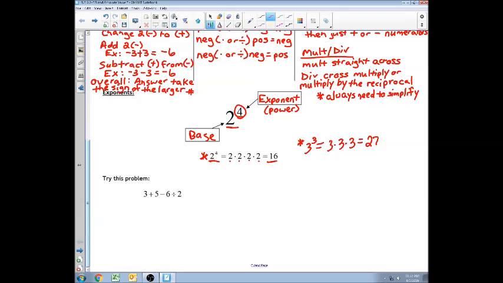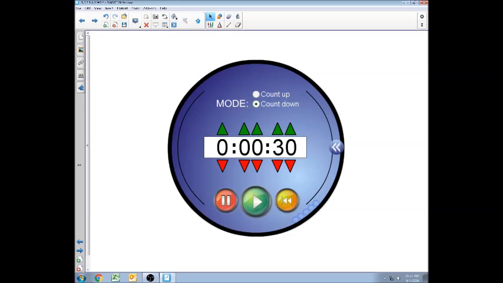We have another problem to try. I'm going to give you 30 seconds to do this as well. Try to remember order of operations. You have 30 seconds. I'm going to start the timer now.